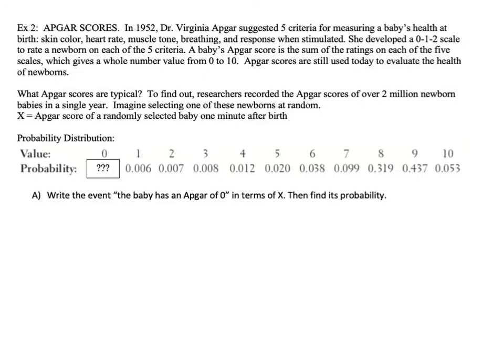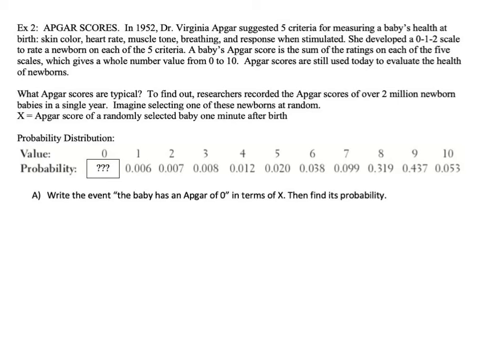Our second example is about Apgar scores. It says, in 1952, Dr. Virginia Apgar suggested 5 criteria for measuring a baby's health at birth: skin color, heart rate, muscle tone, breathing, and response when stimulated. She developed a 0-1-2 scale to rate a newborn on each of the 5 criteria. A baby's Apgar score is the sum of the ratings on each of the 5 scales, which gives a whole number from 0 to 10. Apgar scores are still used today to evaluate the health of newborns.